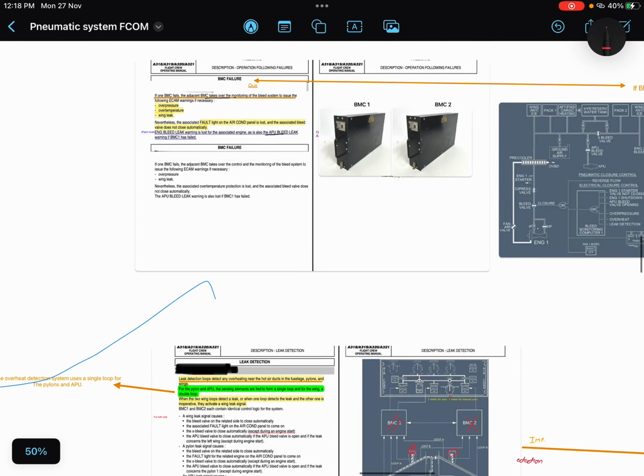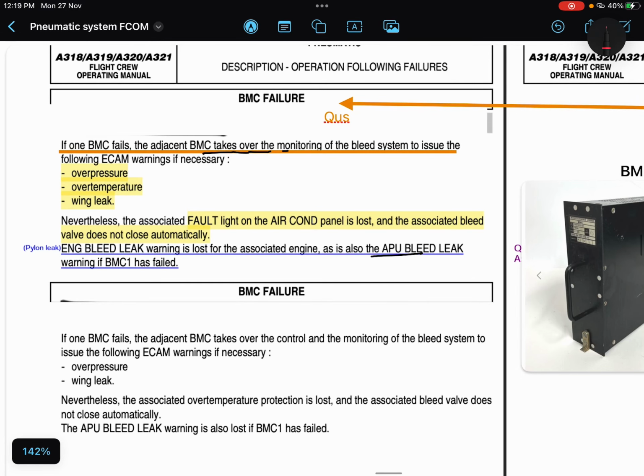This is the only thing which is written over here. But in tricky statements, it says if one BMC fails, the adjacent BMC takes over the monitoring of the bleed system to issue the following ECAM warning if necessary: overpressure warning, over temperature warning. I told you the overpressure and over temperature warnings are always available with even one BMC. All confusion is in leak detection. So wing leak is also available if any of the BMC fails.